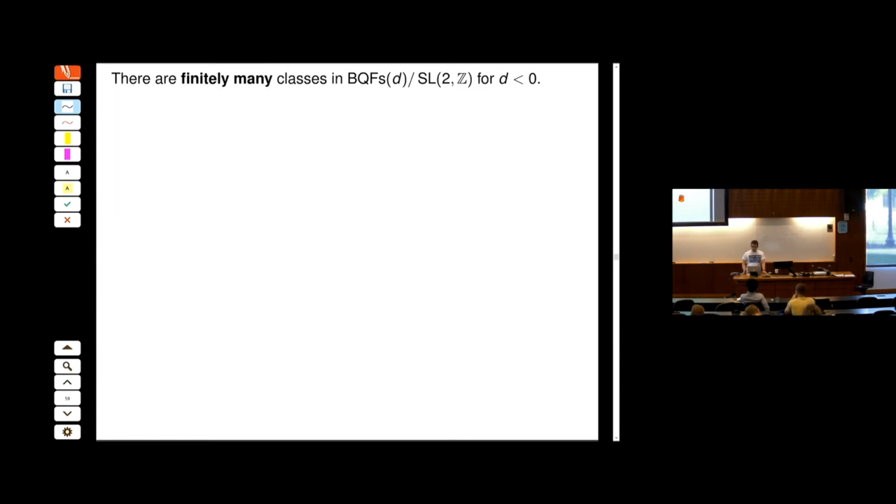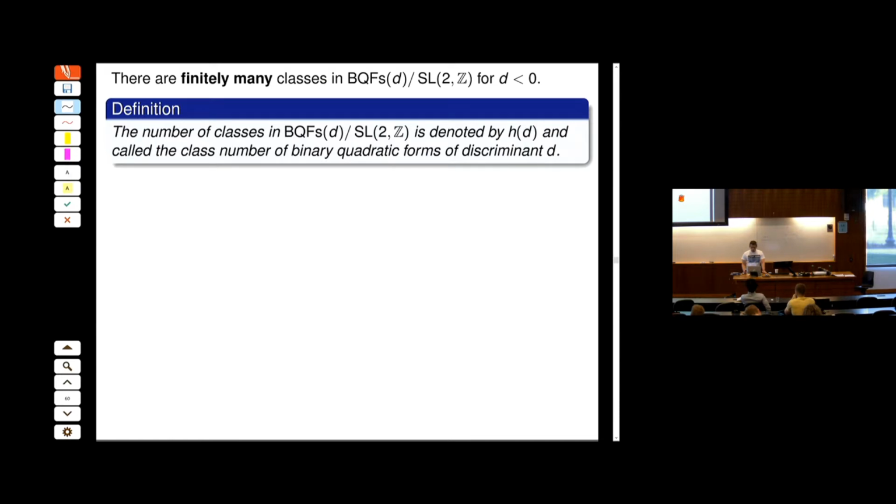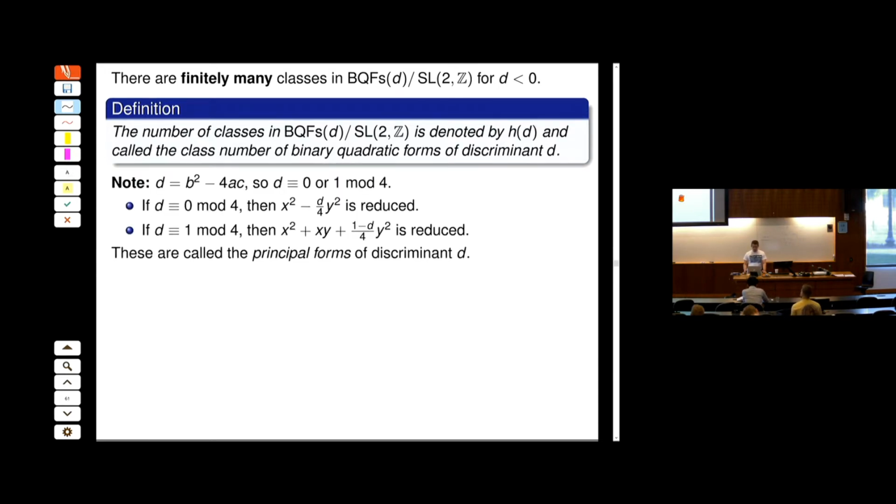So the number of classes is denoted by h of d. It's called the class number for the binary quadratic forms of discriminant d. And notice that d itself, the discriminant b squared minus 4ac, is a number that is congruent to 0 or 1 mod 4. When d is 0 mod 4, there is a form that is reduced. And when d is 1 mod 4, there is also a reduced form with that discriminant. So there is always at least one such quadratic form with that discriminant.